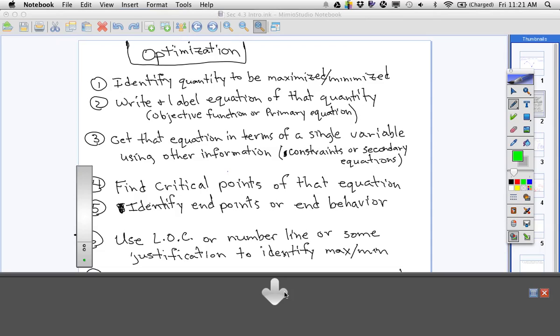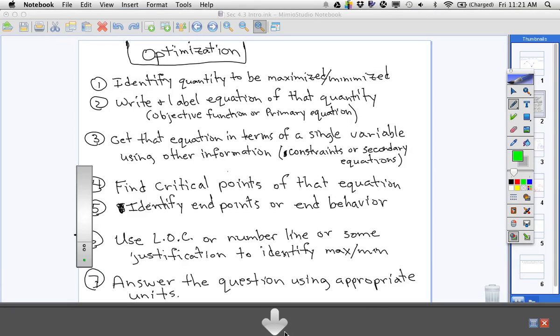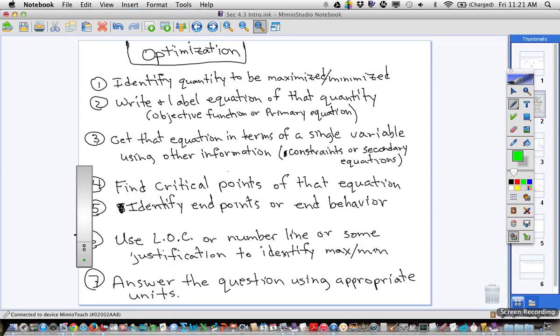Some justification that this is the max. And then since these are going to be real life type problems, the last step is to answer the question using appropriate units. So if they want to know what the max profit is, then you would give a number with a dollar sign on it. If they want to know how many iPads should we make to get the maximum profit, then you want to say, well, we should make 1,500 iPads or whatever. So you have to answer the question that they ask.